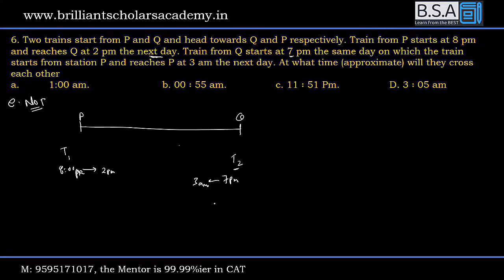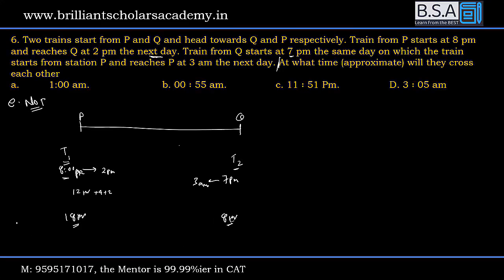So in this case, we have directly given you the amount of time taken. 8 p.m. to 8 a.m. is 12 hours, plus 4 hours to 12 noon, plus 2 hours. So 18 hours are the time taken by the first train. 7 p.m. to 12 o'clock night, 5 hours, 5 plus 3, 8 hours. Time taken by train 2 is 8 hours.